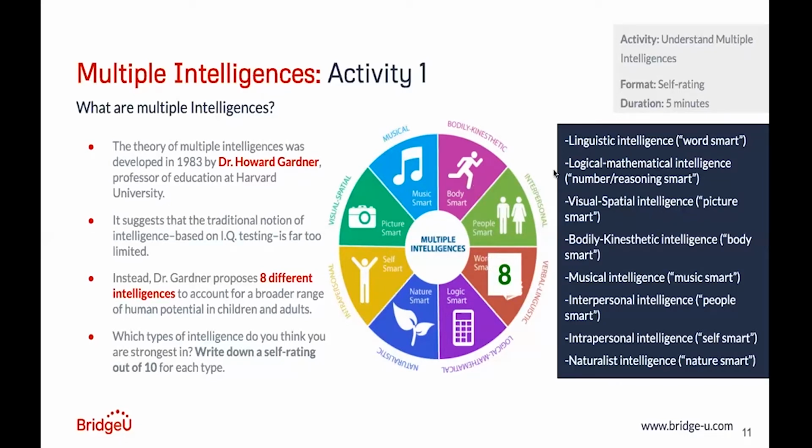Second on the list is logical mathematical intelligence, also known as number smart or reasoning smart. If you're great at maths and find difficult calculations pretty easy, you'll put a higher score here. If, like me, maths isn't your strength, put a lower score. I'd give myself a 2 out of 10 given how much I rely on a calculator.